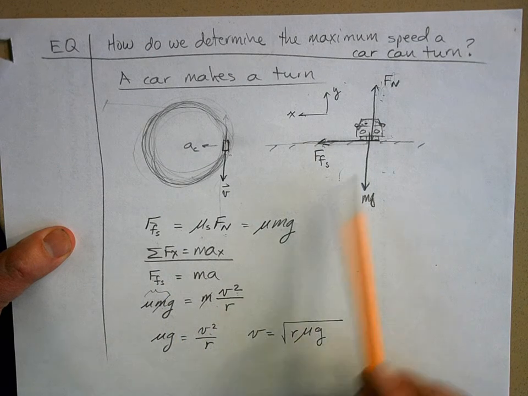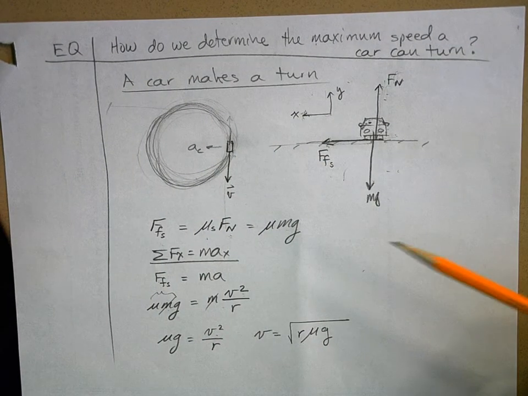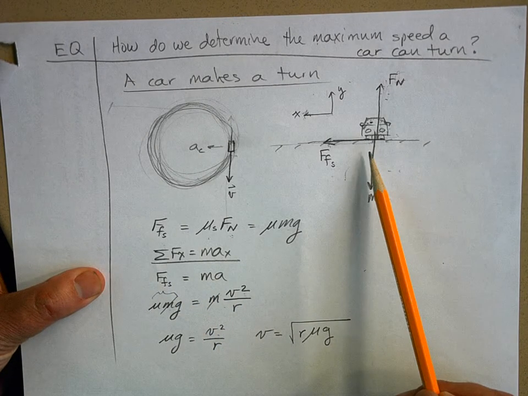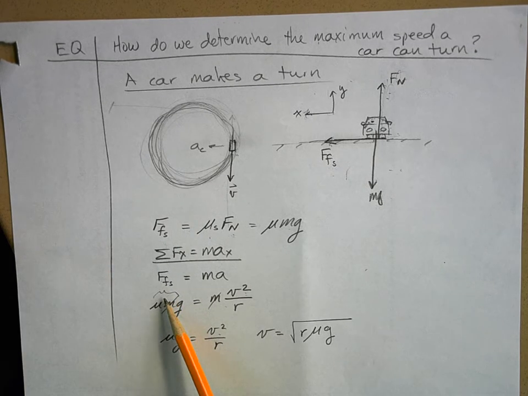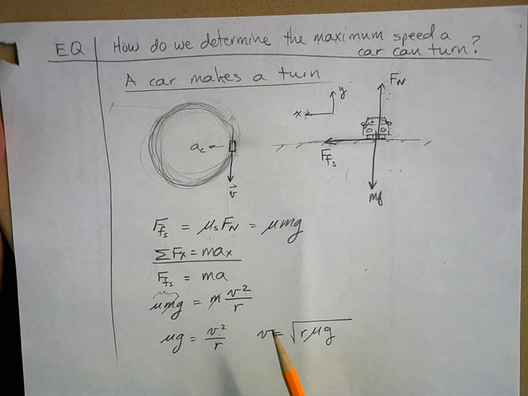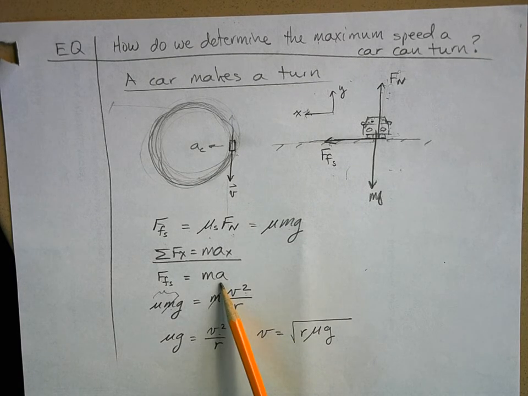Now, if I sum the forces in the x direction, here's my x direction and y direction, and I made my x direction to the left because the acceleration is to the left. That force of friction is the only force acting in the x direction. Therefore, that force of friction is the net force on the car, and that net force equals the mass times the acceleration. But what kind of acceleration is on the car if it's going around in a circle at its maximum speed, but the speed isn't changing? Just the direction of motion is changing.